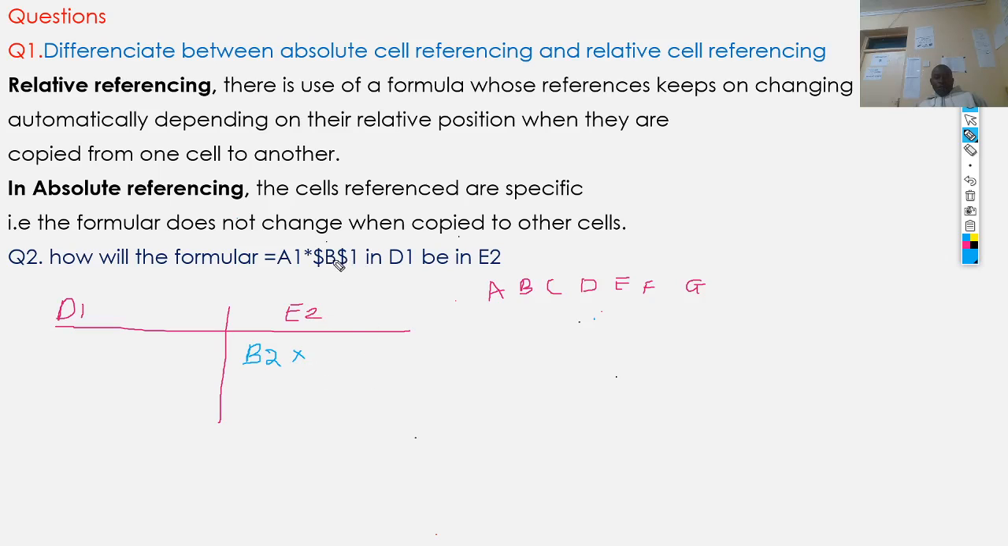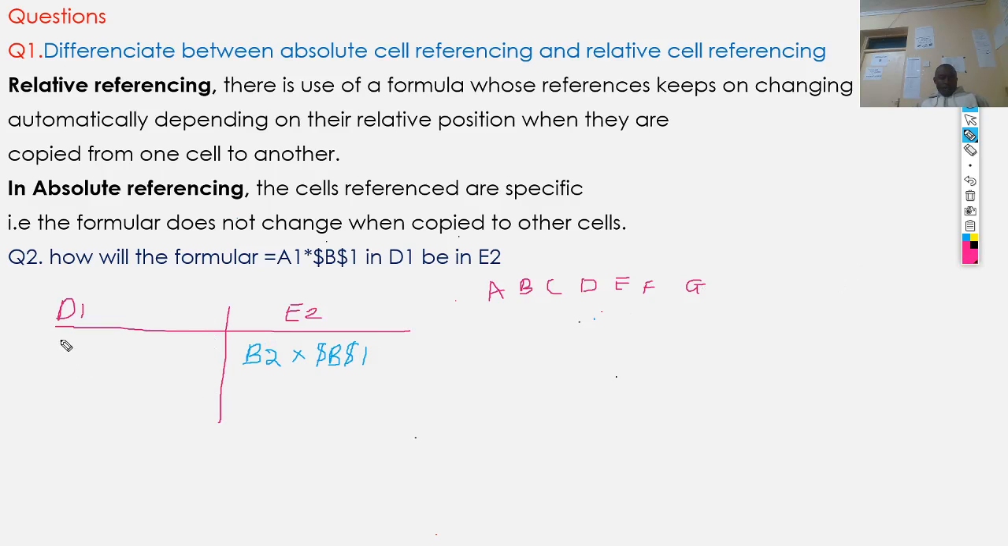Now, for this one, remember, this is absolute referencing, and in absolute referencing, we said it is constant. It does not change whichever place you copy it. So this one will not change. It will remain $B$1. So the formula will be this one.